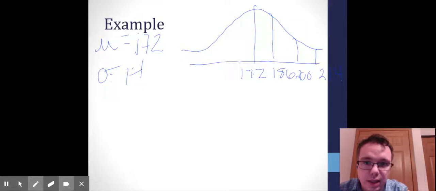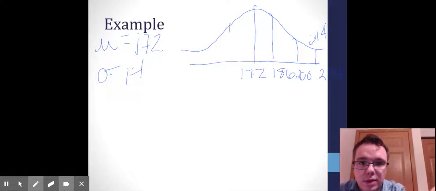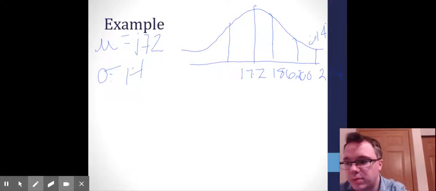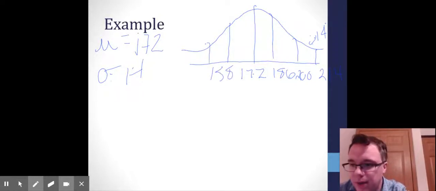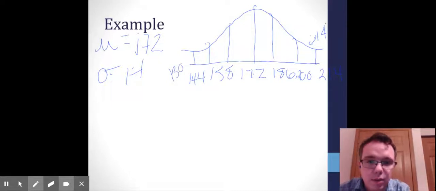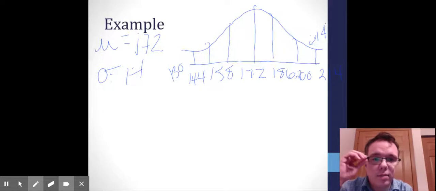If you can't see that, sorry about that. I'll put it up here, 214. All right, one standard deviation in this direction, I'm going to subtract 14. So I have 158. And if I subtract 14 from there, I'm at 144. And if I subtract 14 from there, I'm at 130. So this isn't brilliantly labeled, but these are the numbers we can use.